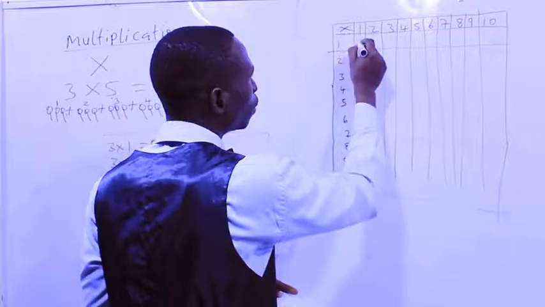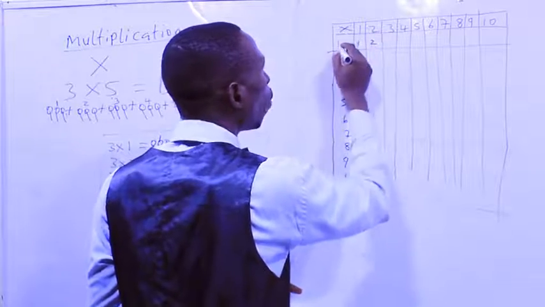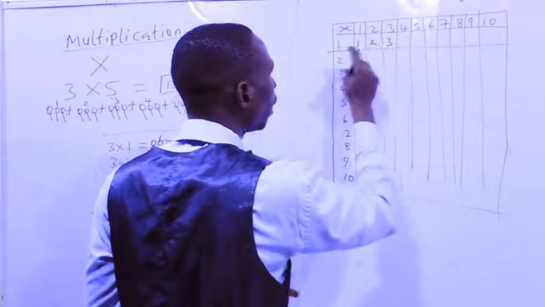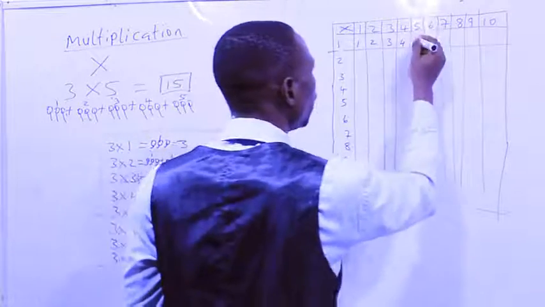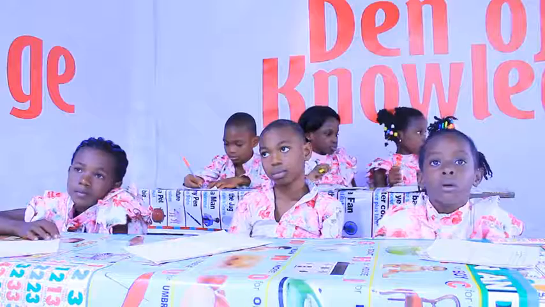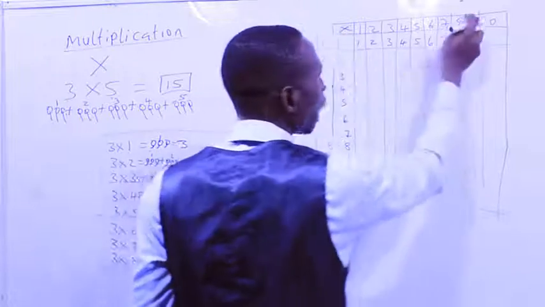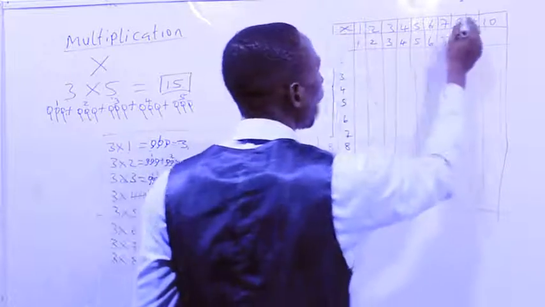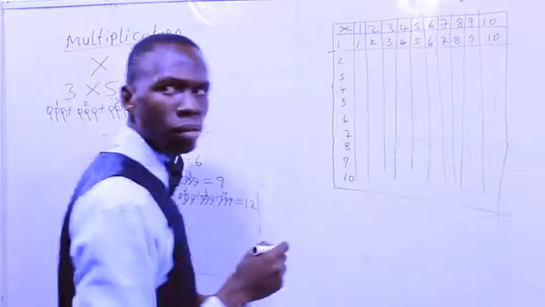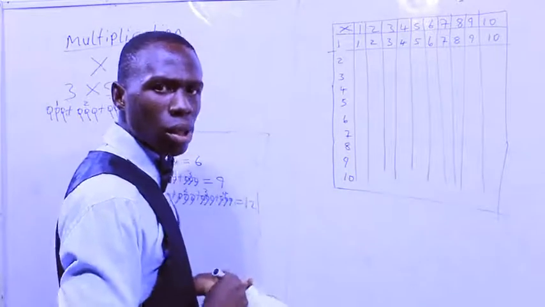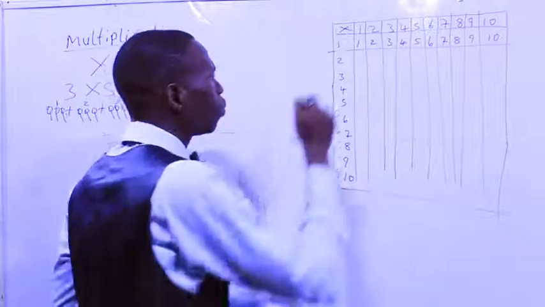1 times 1 is 1. 1 times 2 is 2. 1 times 3 is 3. 1 times 4 is 4. 1 times 5 is 5. 1 times 6 is 6. 1 times 7 is 7. 1 times 8 is 8. 1 times 9 is 9. 1 times 10 is 10. That is it. Now let's go to 2 times.